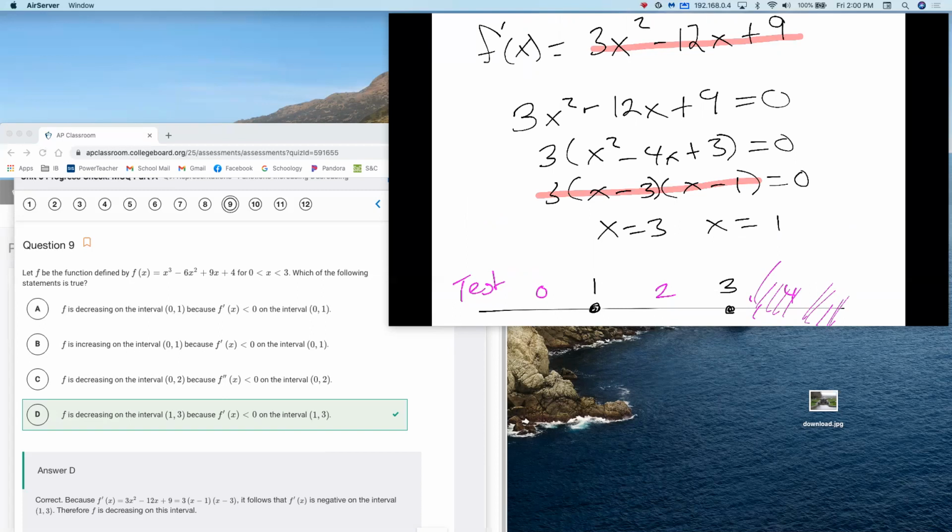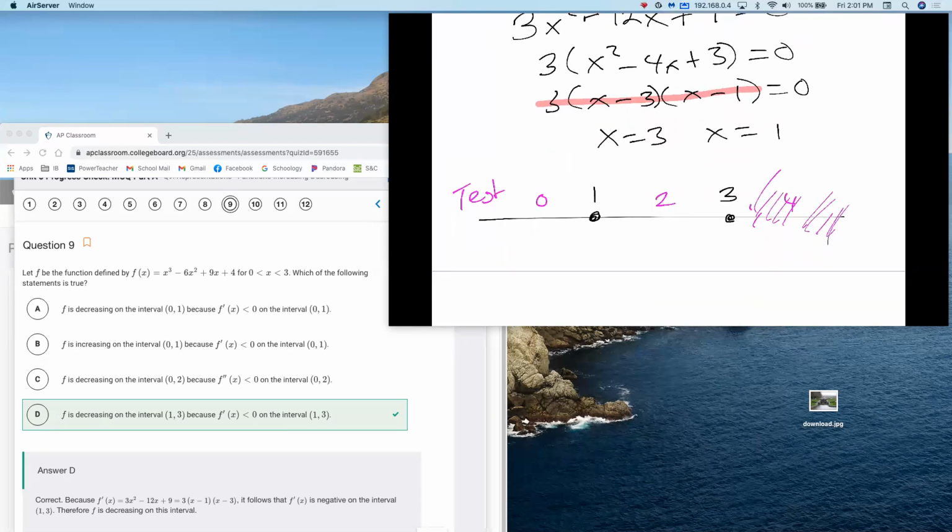Sometimes that's easier than doing multiplication. I can see that f prime, if I plug in 0, gives a positive value, and if I plug in 2, gives a negative value. That means f is increasing here and f is decreasing here. Now I just read what's happening, and D is the only one that matches my sign chart. Any questions on that?